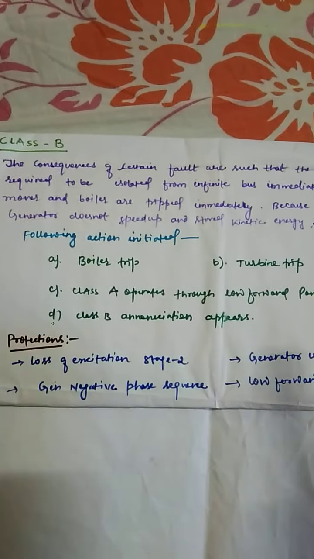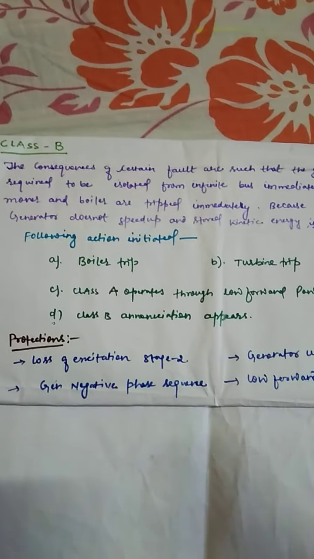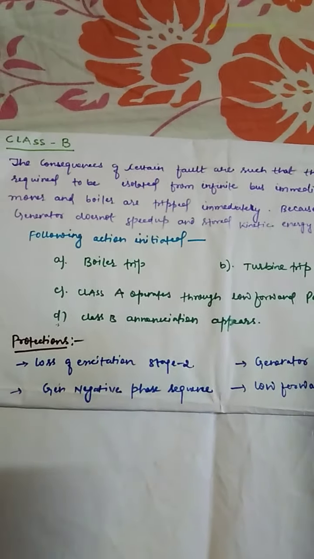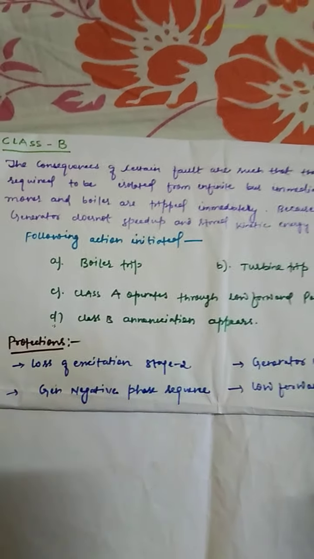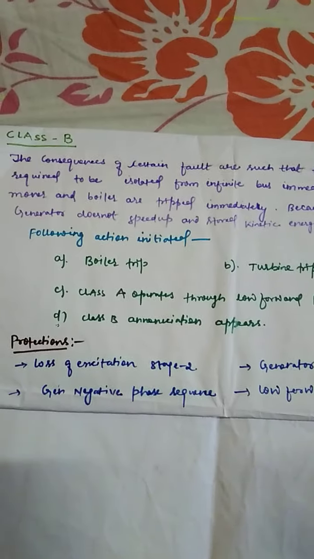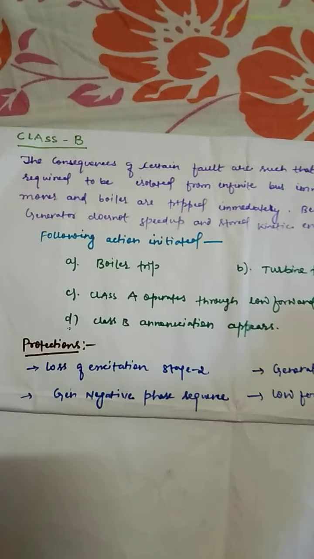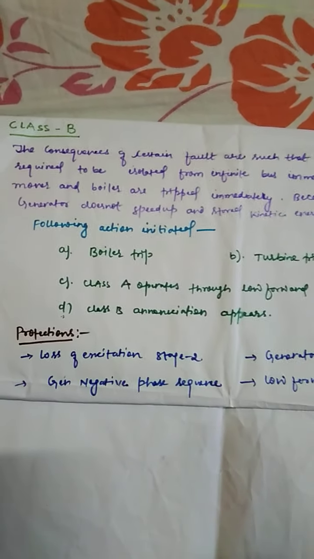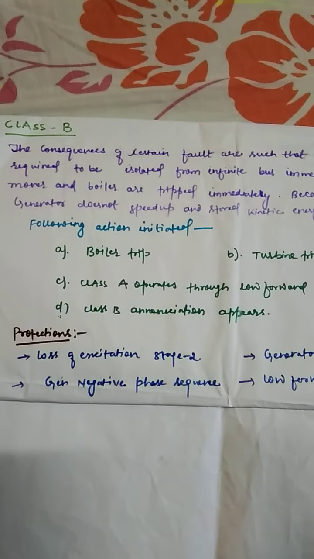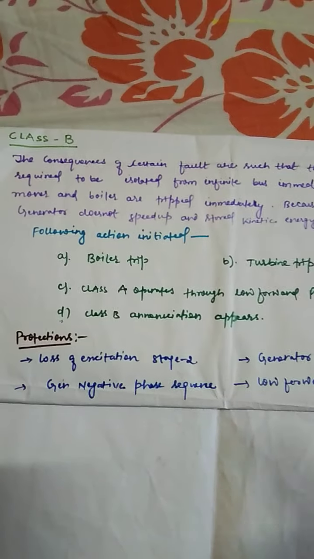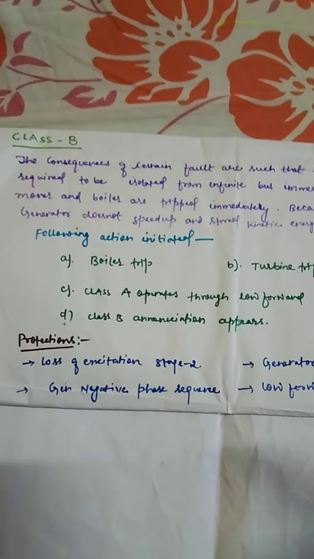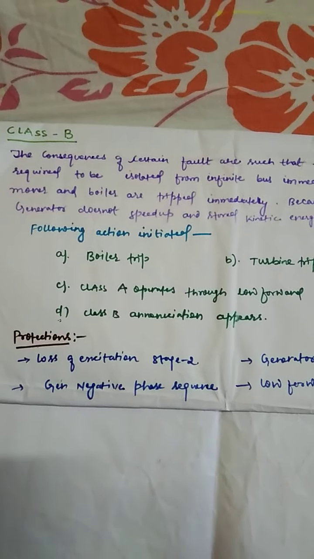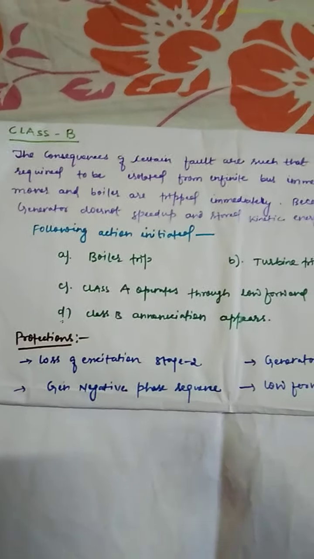So in class B we are also isolating the turbine, boiler, transformers, generators, but we have a different scenario. This is because of mechanical protection. Class A was totally focused on the electrical protection, where we are saving the generators, but here we are saving the boilers and turbines. So in that way class B protection is schemed.